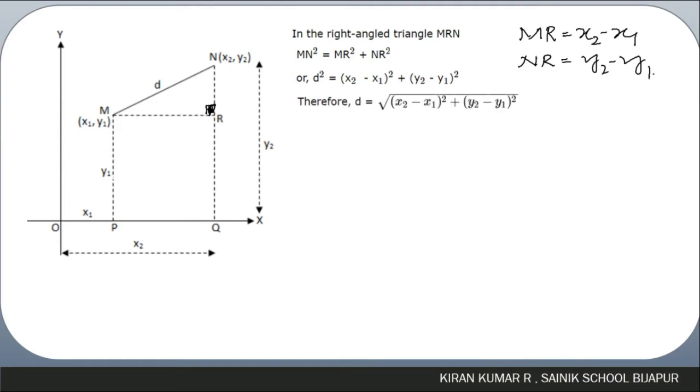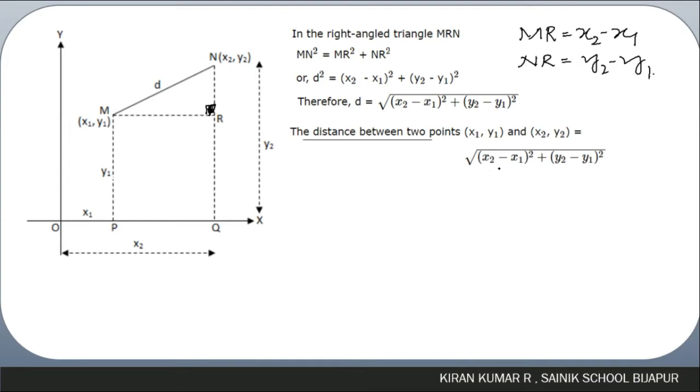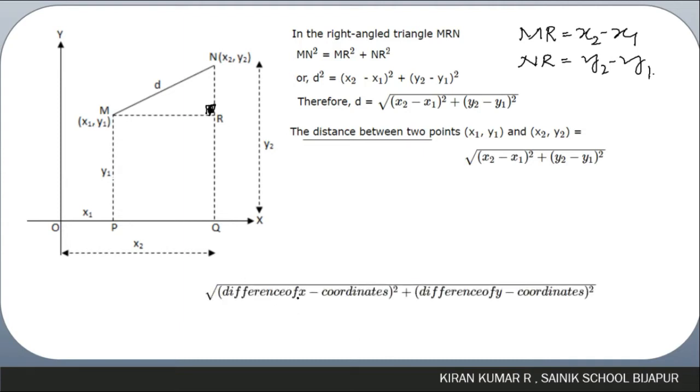Therefore, the value of D will be the root of (x2 minus x1) whole square plus (y2 minus y1) whole square. The distance between the 2 points (x1, y1) and (x2, y2) is given by the formula root of (x2 minus x1) whole square plus (y2 minus y1) whole square. That is nothing but the difference of x coordinates squared plus the difference of y coordinates squared, their sum taken under root. This formula is called the distance formula.